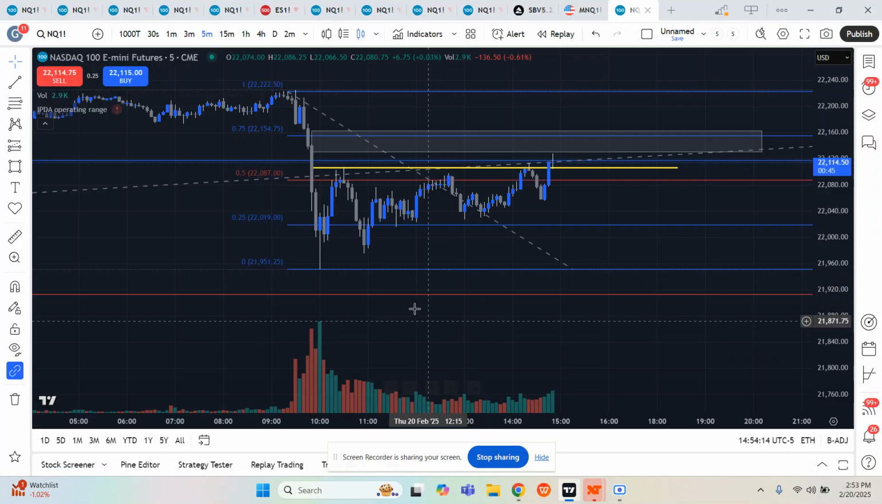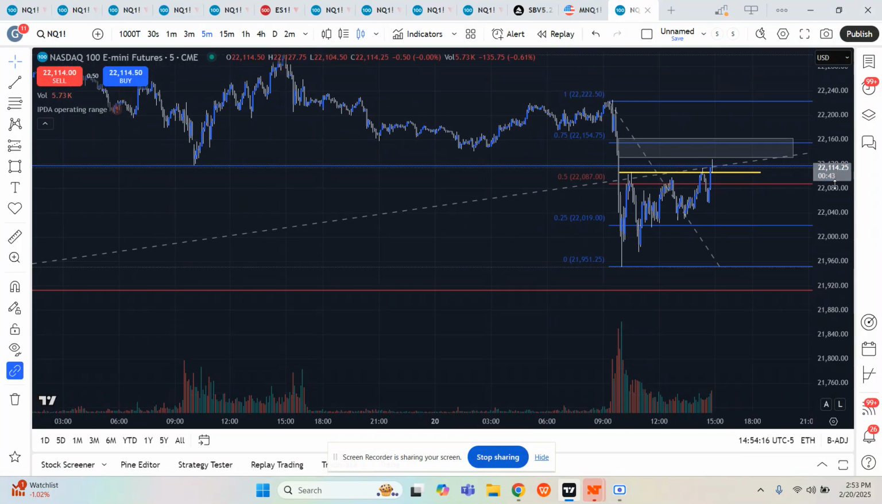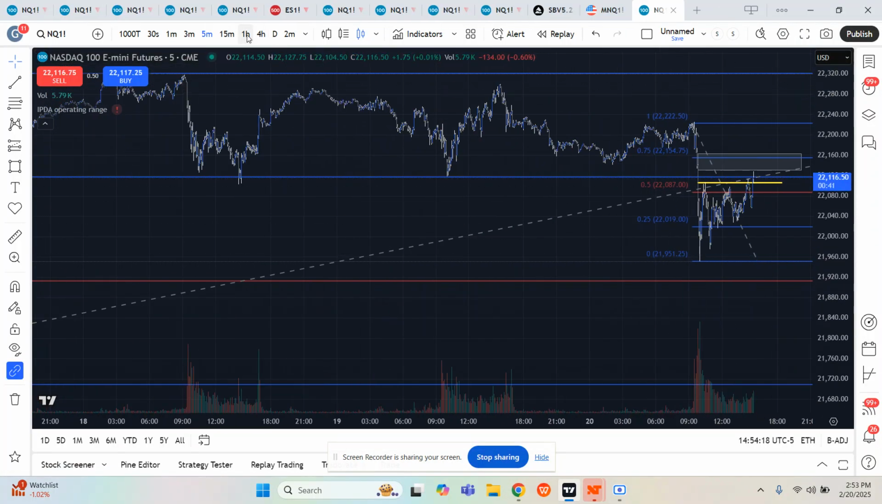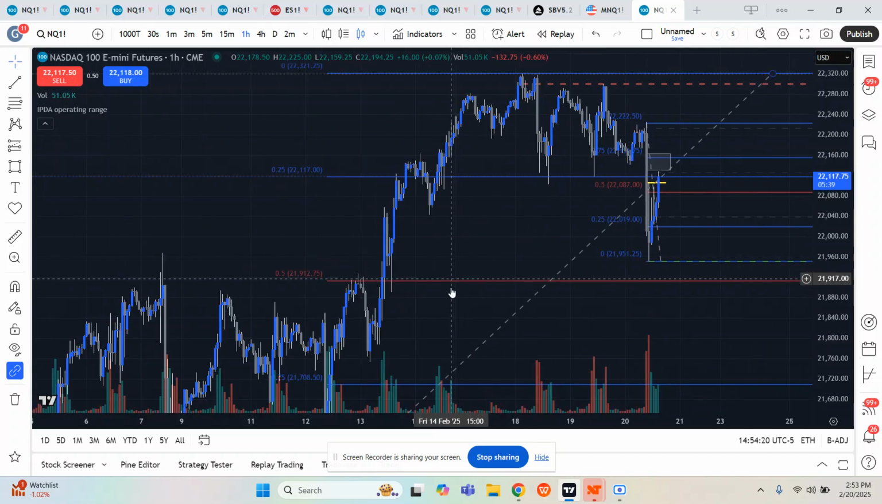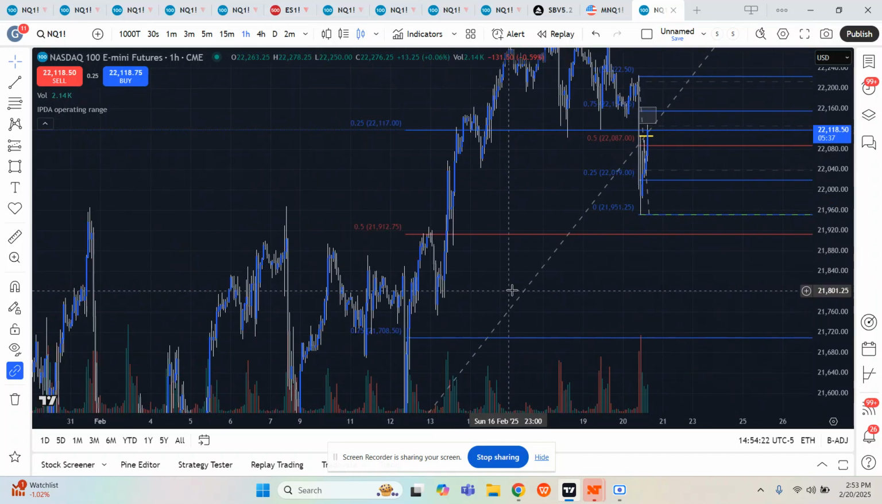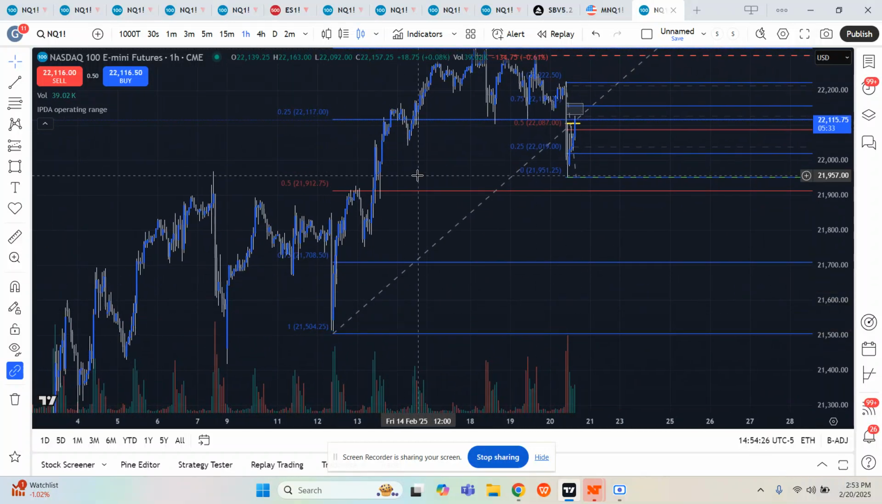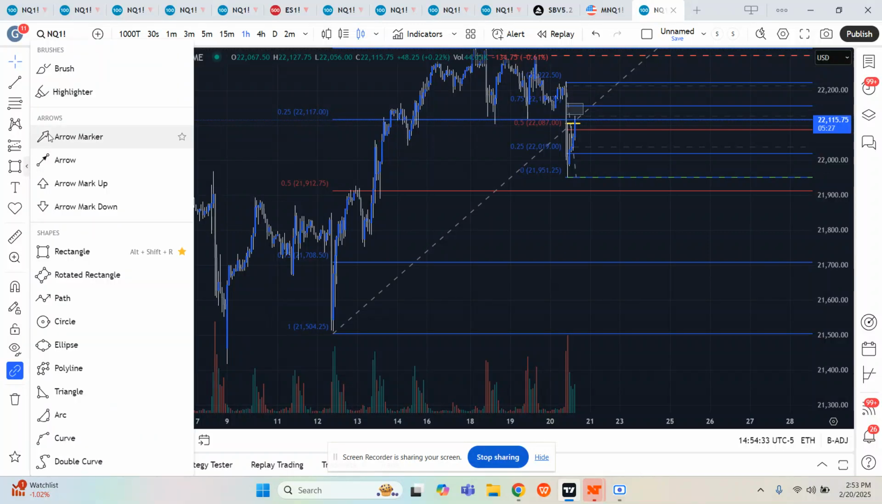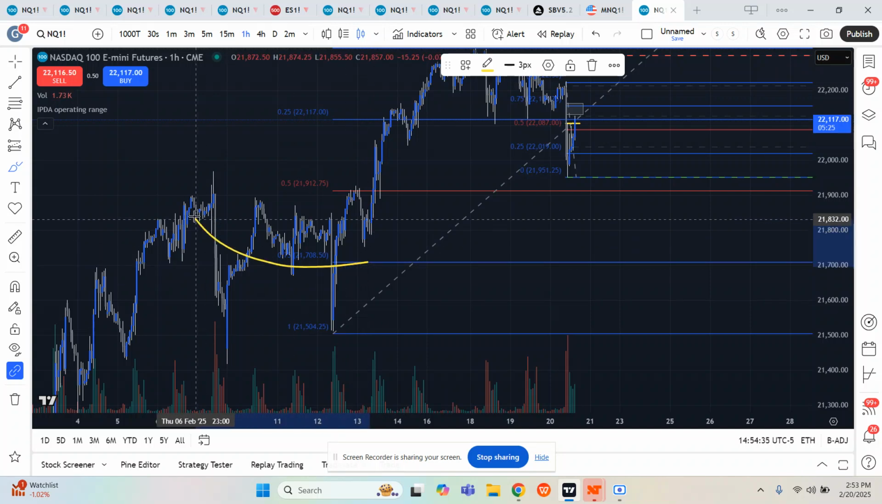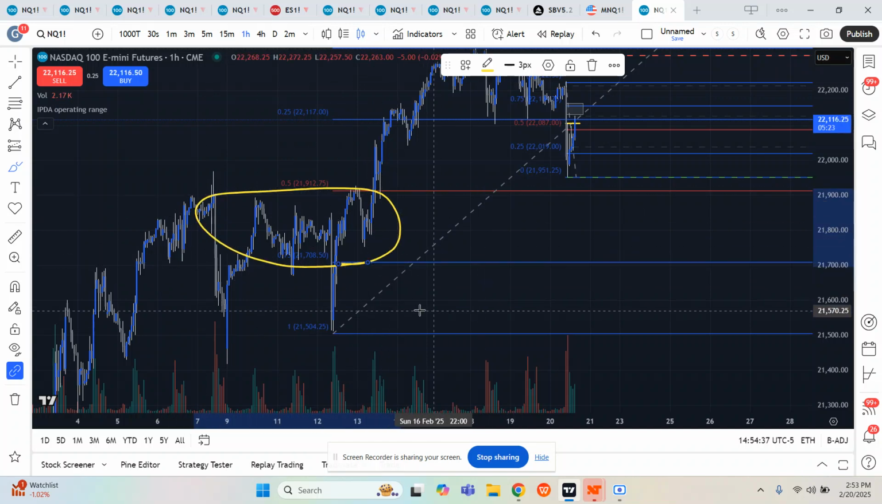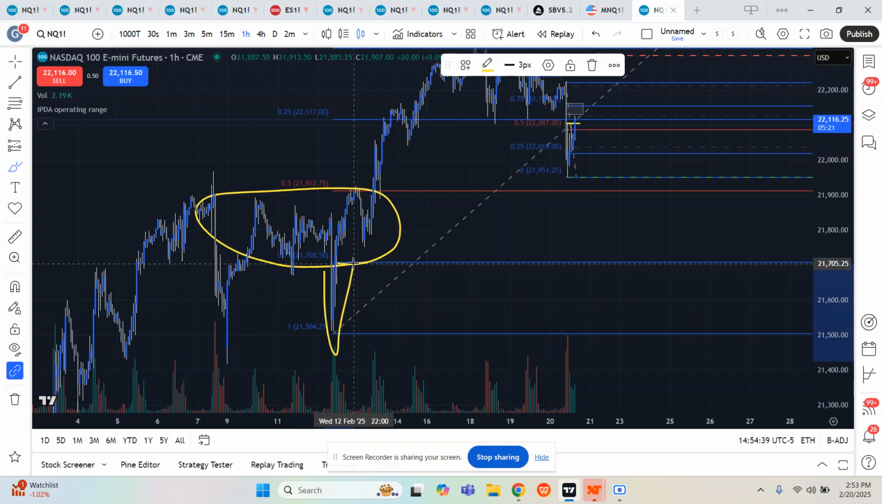Dealing range, let's talk about that. What a dealing range is, we would go to the hourly chart, and you want to mark up the obvious range. This is the obvious range. You are looking for a couple things. You're looking for some consolidation in the hourly time frame. You're looking for a manipulation move. These are all indications that this is now a valid dealing range.